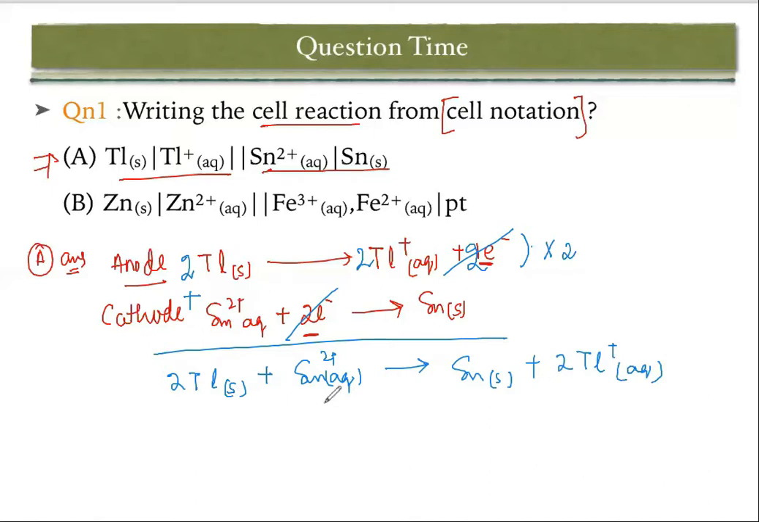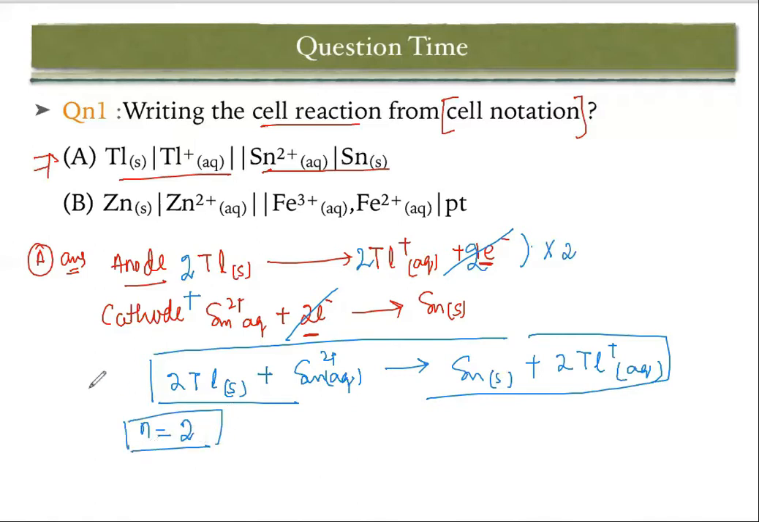Now here is a very good concept: how many electrons are involved in the complete reaction is known as the n factor, or n. So remember this, n is equal to 2 here. 2 electrons are involved. And this is the complete cell reaction.